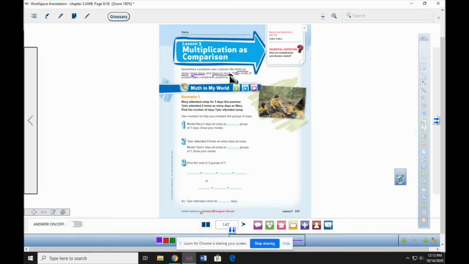Model Mary's days at camp as one group of 7 days. So I'm going to draw this on my book. 4, 5, 6. I ran out of room, so I'm going to come back to this side. 7. Tyler attended 3 times as many days at camp. So I'm going to model Tyler's days at camp as 3 groups of 7. 4, 5, 6, 7, and I need to do that 3 times.